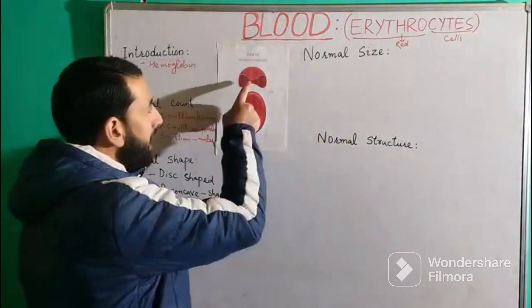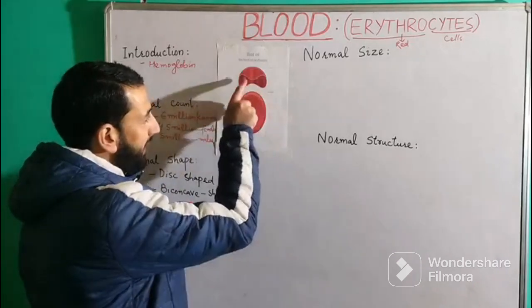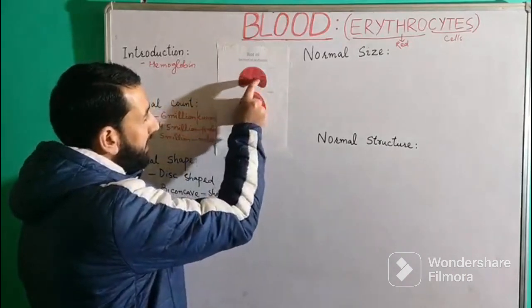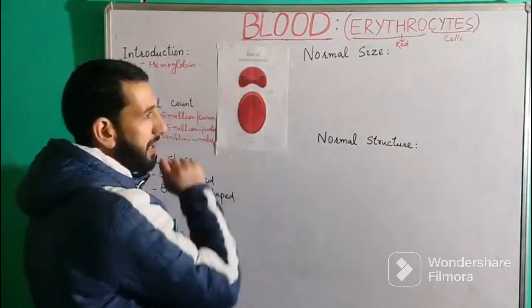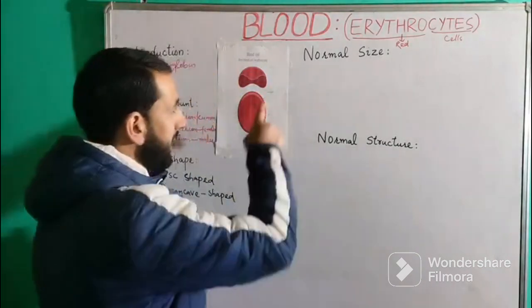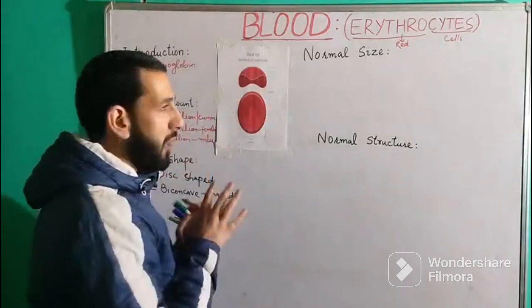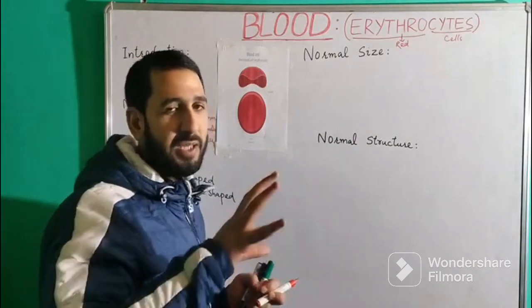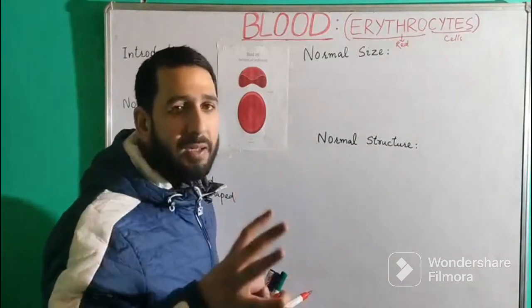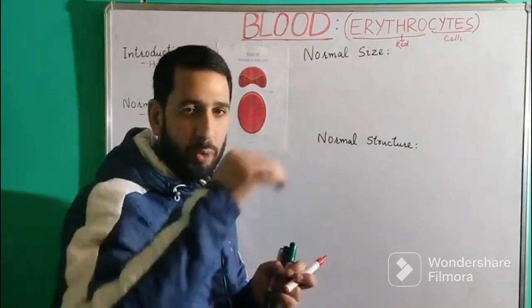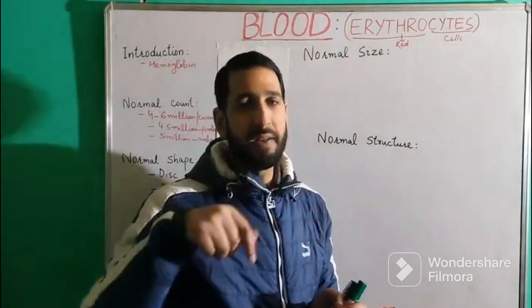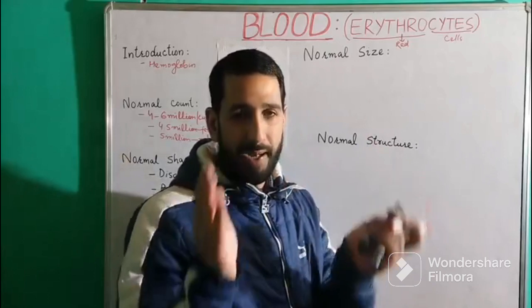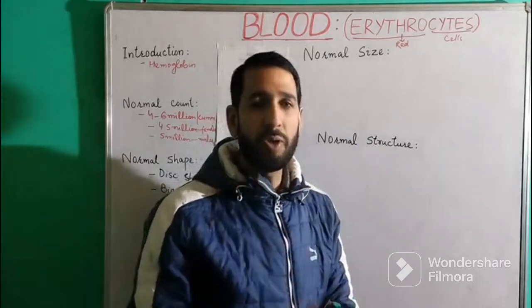When we look at the cross section, we find this shape as dumbbell shaped, and this dumbbell shape is thin in the center and thicker in the peripheries. We are going to talk about the thickness in the normal size of RBCs, but here we are talking about the normal shape of RBCs. So the normal shape of RBCs is disc shaped, or biconcave shaped, and there is concavity on both sides, and that concavity is in the center. Right? So the RBCs are thinner in the center and much thicker in the peripheries. We are going to talk about that.